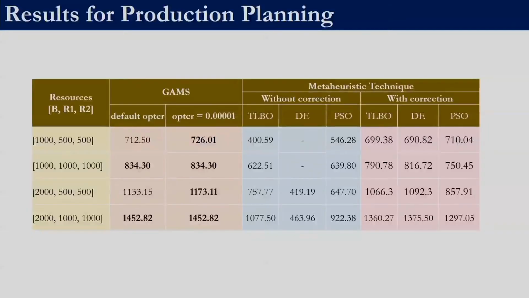So now that we have solved the production planning problem with meta-heuristic techniques, as well as formulated it as an MILP and solved it with GAMS, let us compare the results which we obtained from meta-heuristic techniques and those we obtained from GAMS. So in this slide we have consolidated all the results. This section shows the results by meta-heuristic technique.